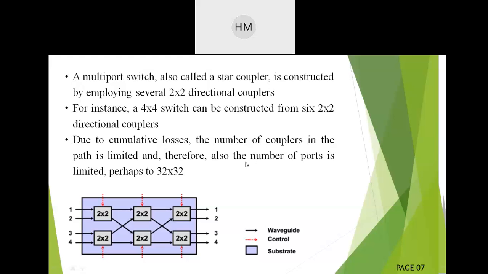Finish, students? And you can write down this also. Important points. So here what we are doing, a multi-port switch we are using.